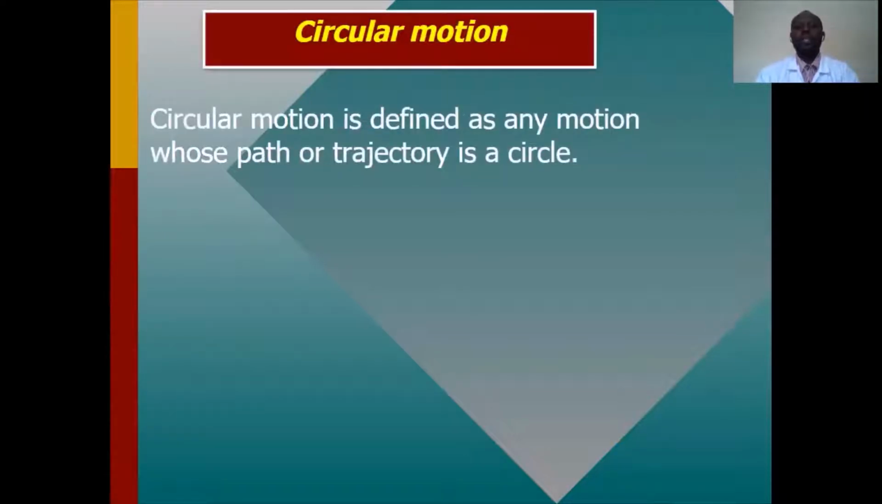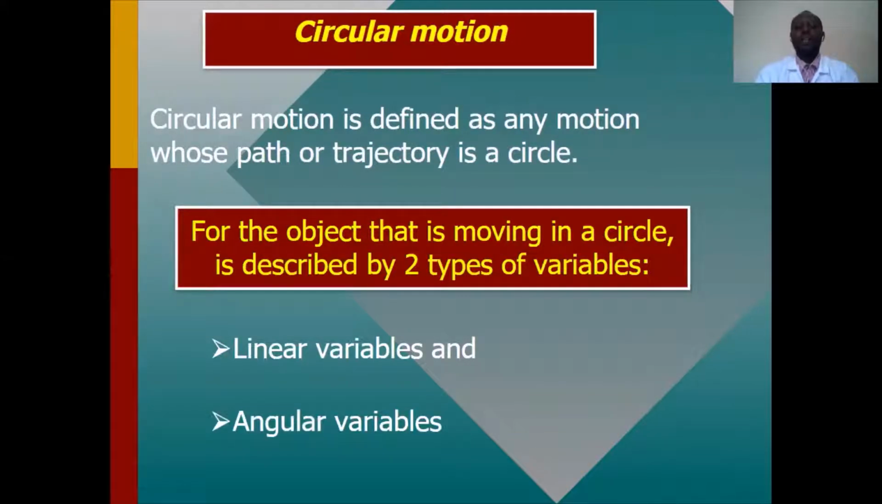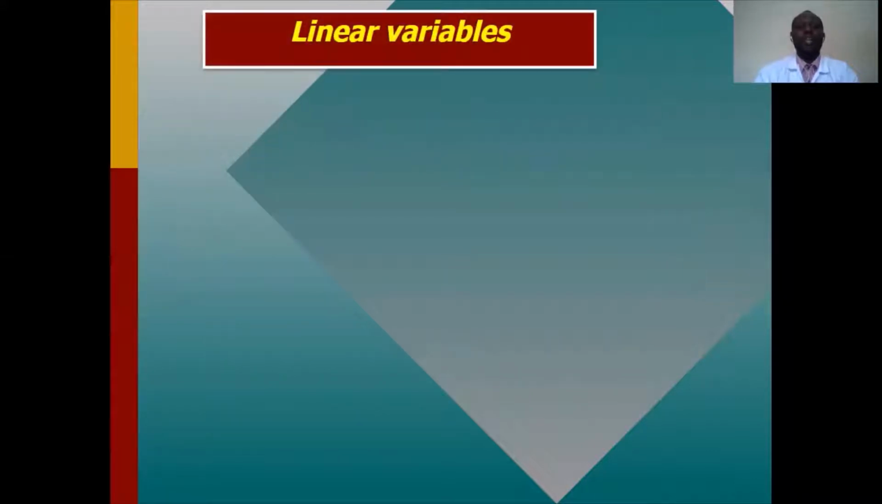Circular motion is defined as any motion whose path or trajectory is a circle. An object that is moving in a circle is described by two types of variables: linear variables and angular variables. Linear variables are physical quantities which describe the object moving around the circumference of a circle.